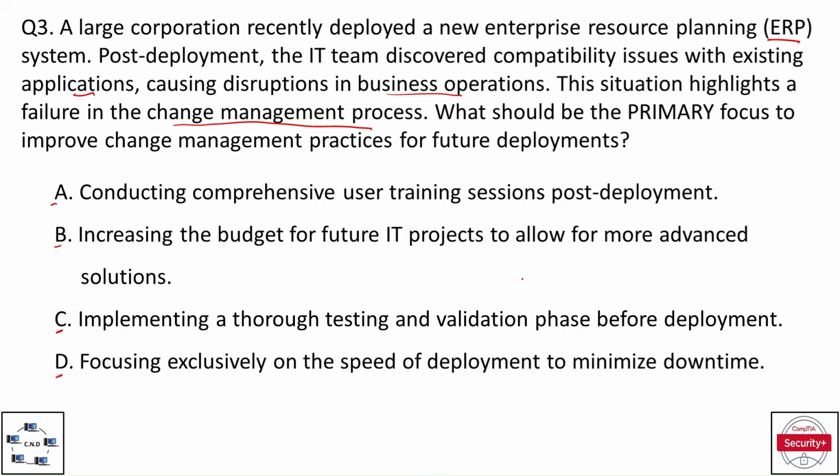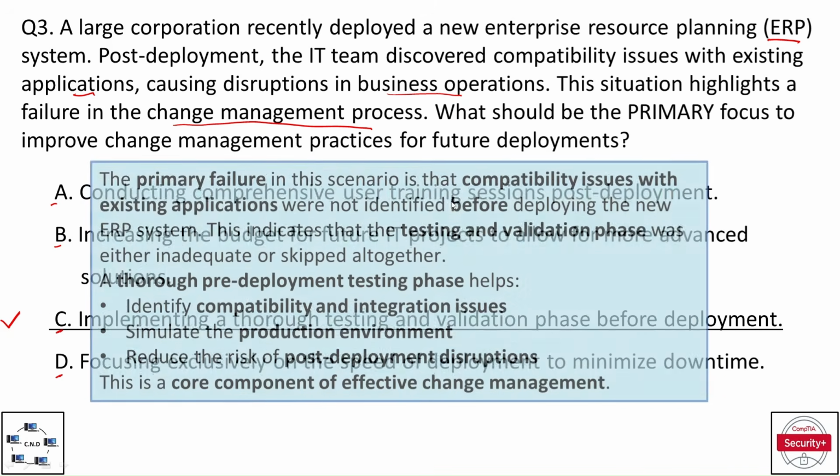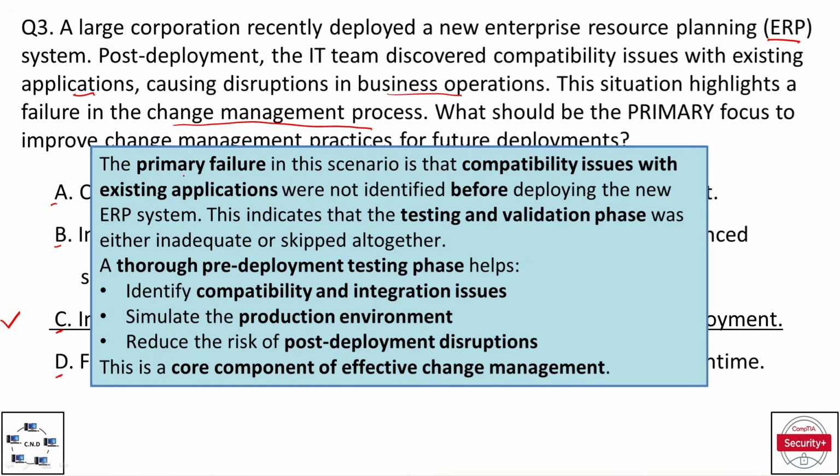And the correct option is option C, implementing a thorough testing and validation phase before deployment. And the explanation is, the primary failure in this scenario is that compatibility issues with existing applications were not identified before deploying the new ERP system. This indicates that the testing and validation phase were either inadequate or skipped altogether.